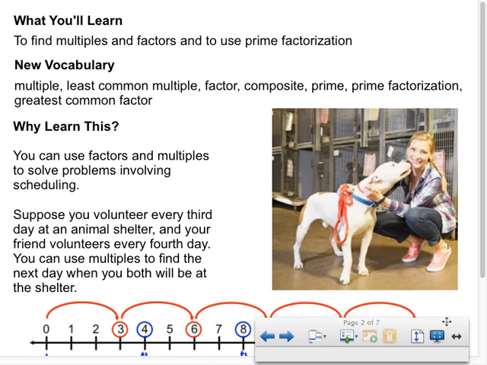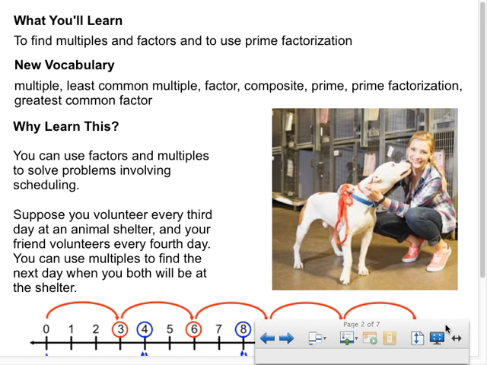Since we're making this video for the 7th grade, I'm going to read this. What you'll learn: to find multiples and factors and to use prime factorization. New vocabulary: multiple, least common multiple, factor, composite, prime, prime factorization, greatest common factor. Why learn this? You can use factors and multiples to solve problems involving scheduling.